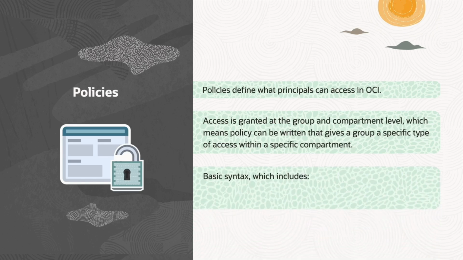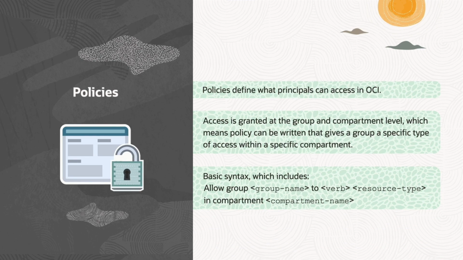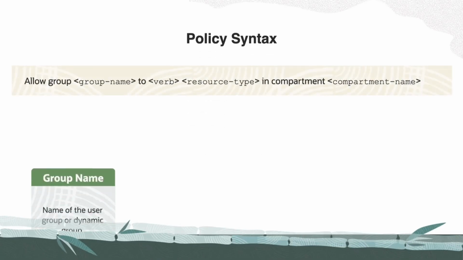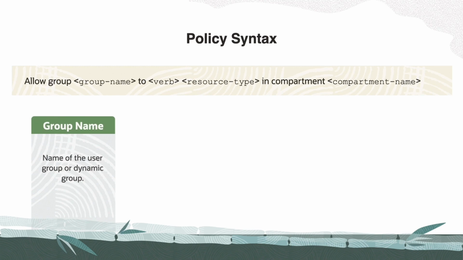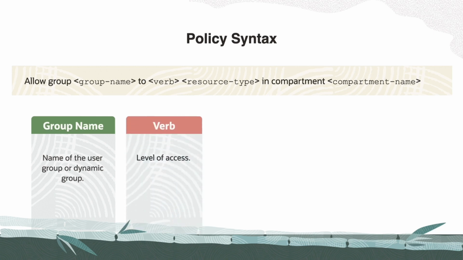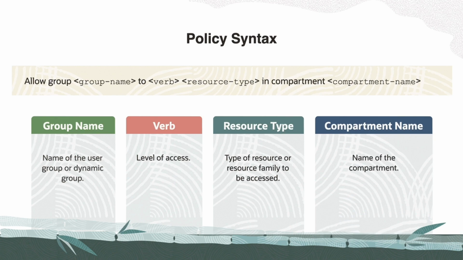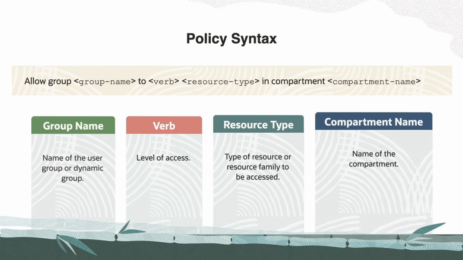Policies have a basic syntax. Allow a group called your group name to do some verb or action upon a resource type within a compartment named compartment name. Let's look a bit closer at each of these variables in the syntax. Group name, this will be filled in with the name of the user group or dynamic group. Verb, this will define the level of access. We will look at different verb types next. Resource type, this will specify the type of resource or resource family to be accessed. And compartment name, this will be filled in with the name of the compartment.